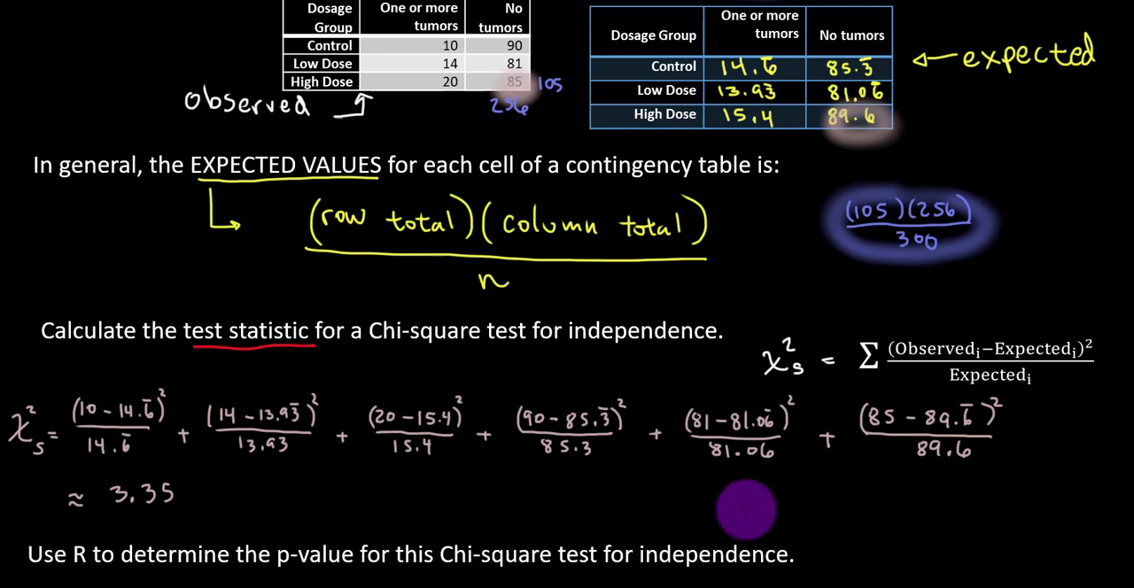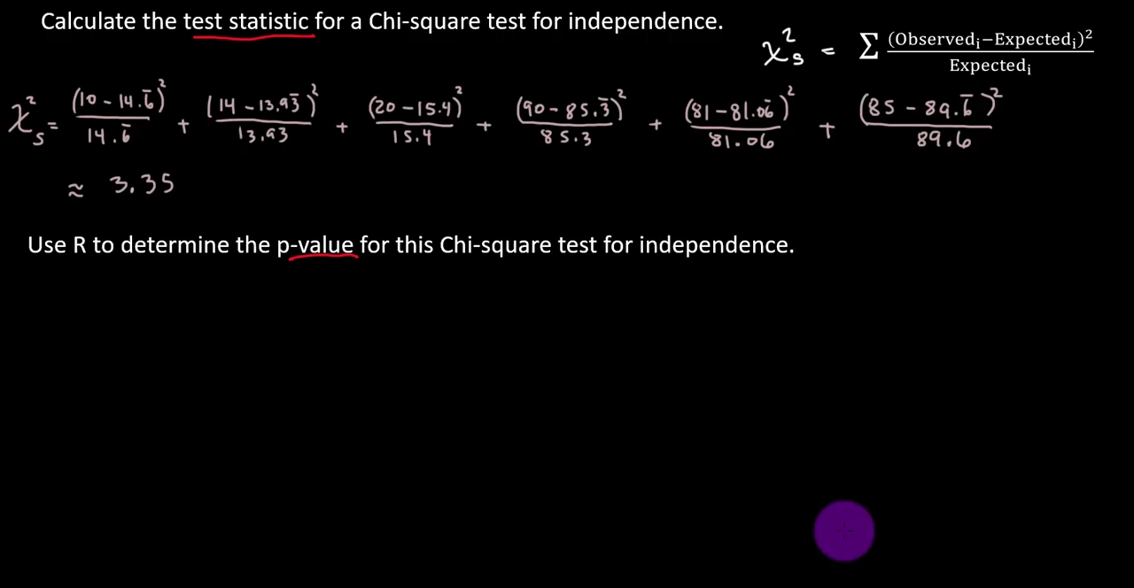Next step is to determine the p-value for this hypothesis test. Recall with chi-square tests, this is a right-skewed distribution, and we need the degrees of freedom. We'll talk about that in a moment. But we are finding the area to the right of 3.35.